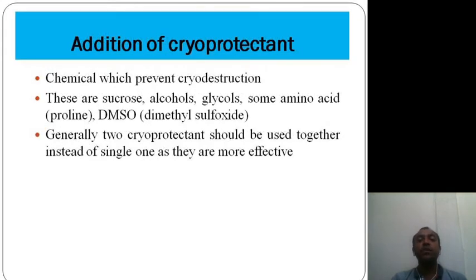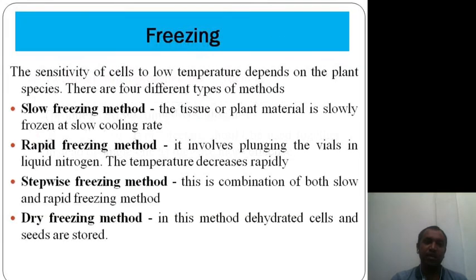Now addition of cryoprotectants. You see, cryo is frozen and protectant is something which protects from the frozen state. So cryoprotectants are basically chemicals which prevent the cryo destruction, or the damage caused due to frozen conditions. Now this can be sucrose, alcohols, glycerols, DMSO, which is dimethyl sulfoxide. Generally we combine two cryoprotectants and use them together for better and more effective results.